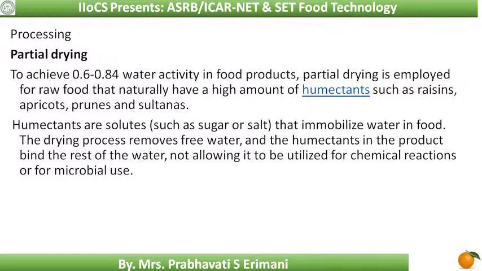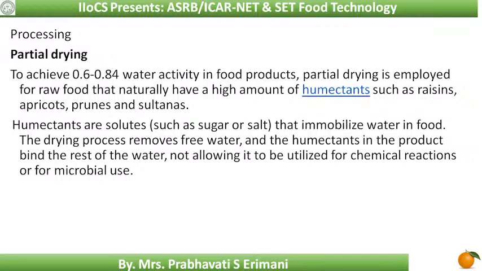Now how does the processing have to be done? Here, partial drying is the first thing. Partial drying has to be done to achieve 0.6 to 0.84 water activity in the food product. Partial drying is employed for raw foods that naturally have a high amount of humectants, such as raisin, apricot, prunes. Naturally, in raisins we know the sugar content will be there. Humectants means solutes such as salt and sugar.